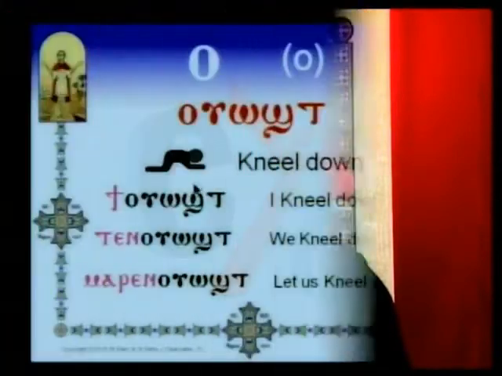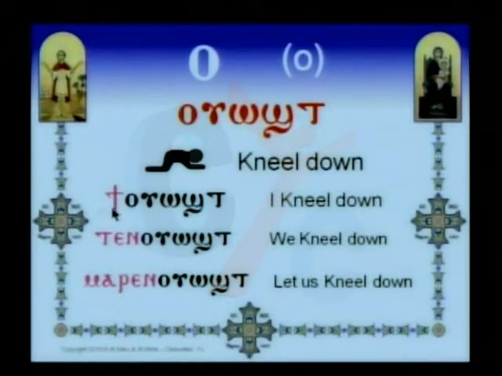In the last episode we were talking about u-osht, which means kneel down. So if I say ti u-osht, it means I kneel down. Ten u-osht, we kneel down. If you want to say they kneel down, it is se u-osht. In the liturgy we say ni cherubim, se u-osht emor, meaning the cherubim kneel down or worship him.